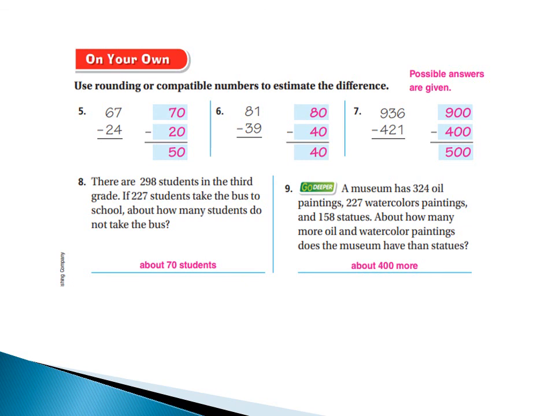Question number 9. A museum has 324 oil paintings, 227 watercolor paintings, and 158 statues. About how many more oil and watercolor paintings does the museum have than statues? It is about 400 more. Okay? Again, it's estimating. It's not the exact difference.